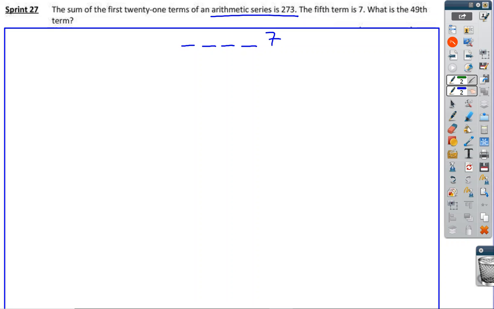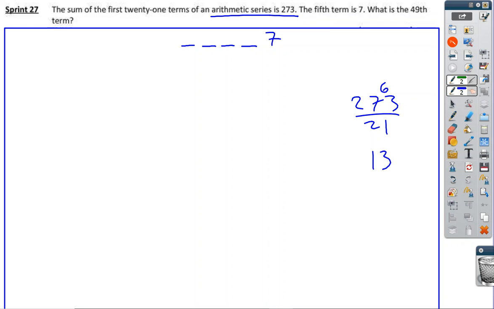And I also know that the average of all of these numbers has to be 273 divided by 21. That's 273 divided by 21. 21 goes into 27 once, and we're going to carry 6. And then 21 goes into 63 3 times. So the average number has got to be 13.